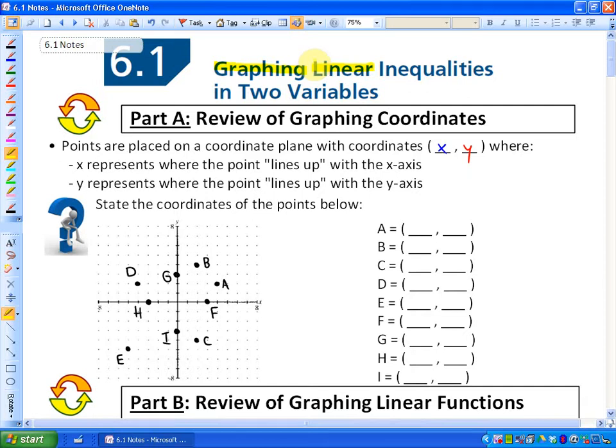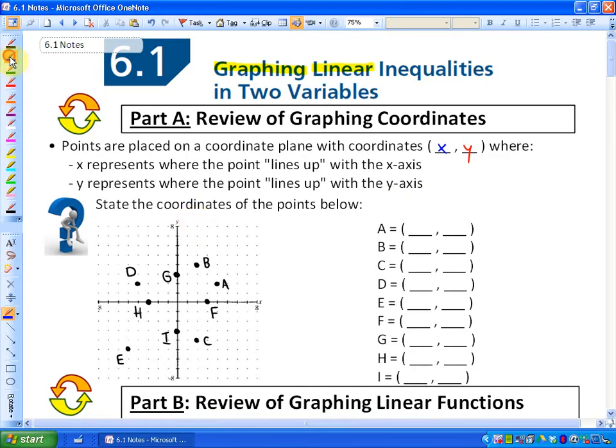So what we're going to do right now is just look at how do we graph coordinates. When we're given an x and a y axis, so here's an x-axis and a y-axis, the points are placed on the coordinate plane with the coordinates x and y, where x represents where the point lines up with the x-axis, and y represents where the point lines up with the y-axis. So I have a whole bunch of points here, and we're just going to state the coordinates of each point.